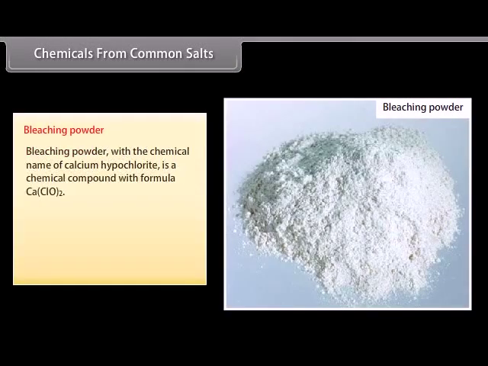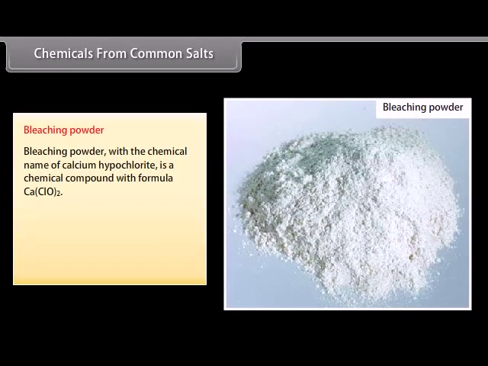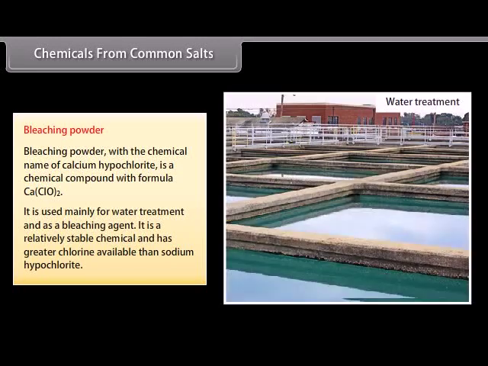Bleaching powder. Bleaching powder, with the chemical name of calcium hypochlorite, is a chemical compound with formula Ca(ClO)2. It is used mainly for water treatment and as a bleaching agent. It is a relatively stable chemical and has greater chlorine availability than sodium hypochlorite.